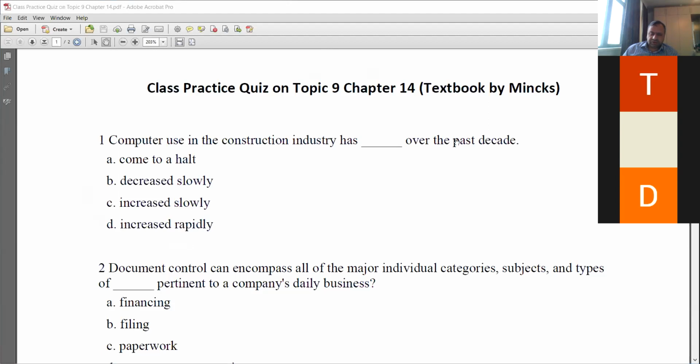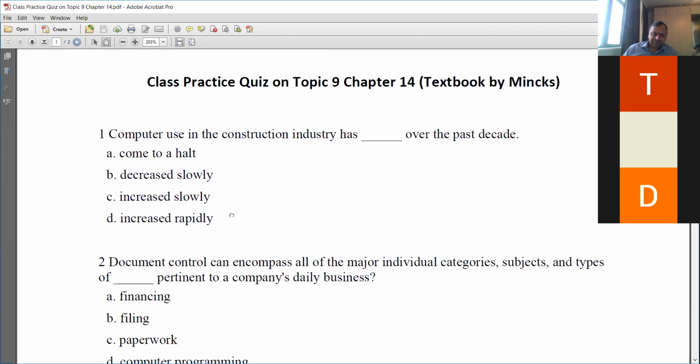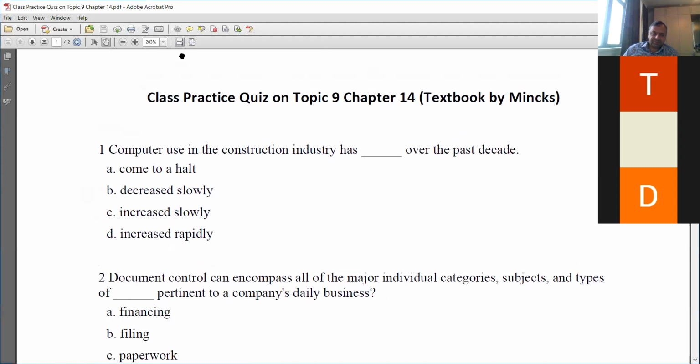But I think it's not just the past decade. It may be the past few decades. Maybe the question was created many decades ago. Okay, so it should be: has increased in the past decade. Has increased rapidly.